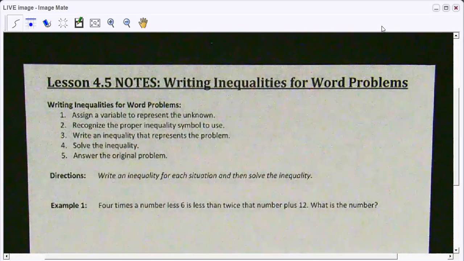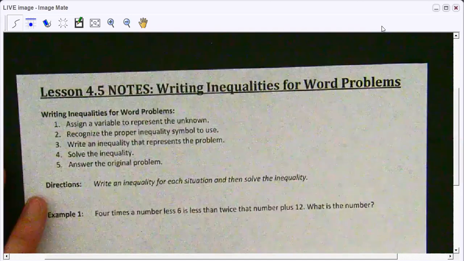Lesson 4.5, what we all love to do, and that is word problems. The key to these is that you have to write the inequality, and then you have to solve. So you can't just get away with the guessing and the checking and trying to figure out what the answer is without coming up with the inequality first. So let's look at this first one.